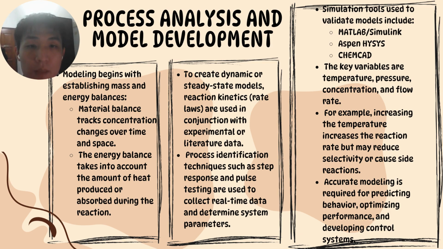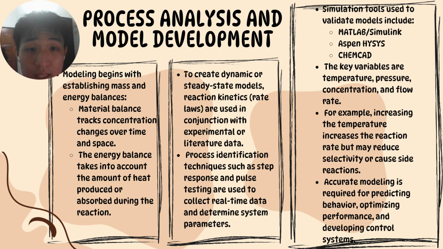performance. To develop accurate dynamic or steady-state models of a chemical reactor, we need to incorporate reaction kinetics, also known as rate laws. These describe how fast a reaction occurs and are typically derived from experimental results or literature data. In addition, we use process identification techniques such as step response and pulse testing to gather real-time data from the system. These techniques help us understand how the system reacts to change and allow us to estimate important model parameters like time constants, gains, and delay.